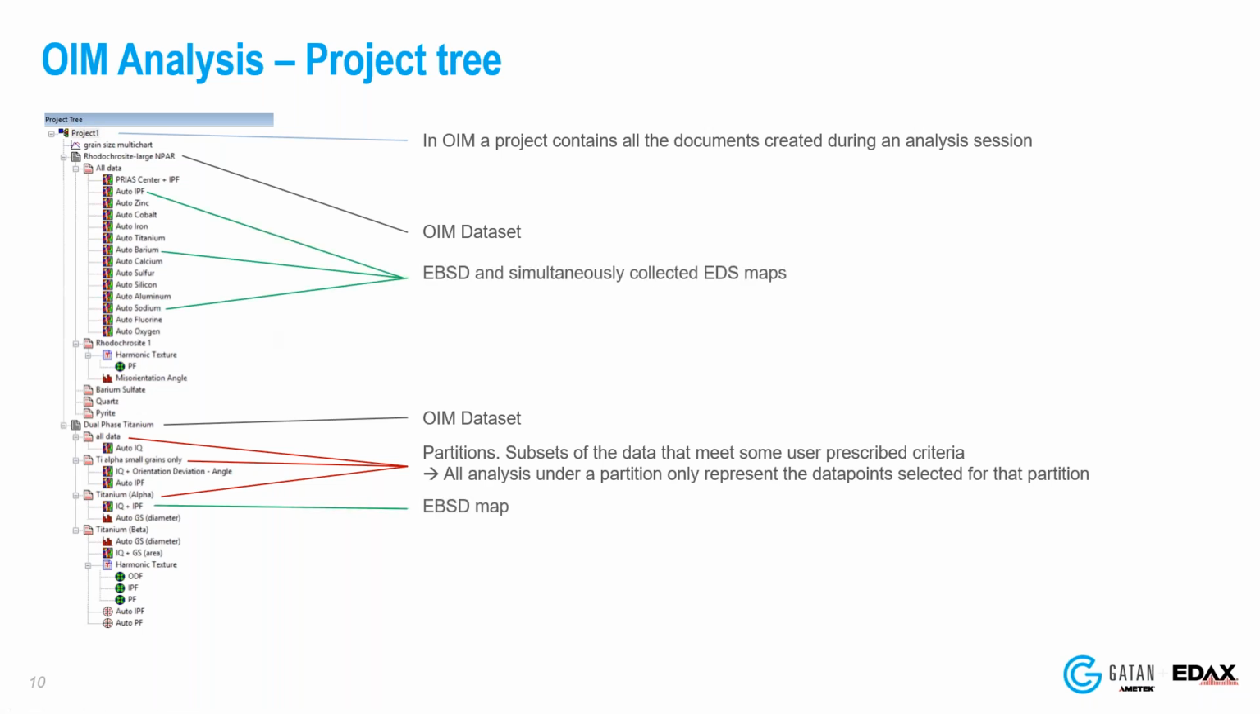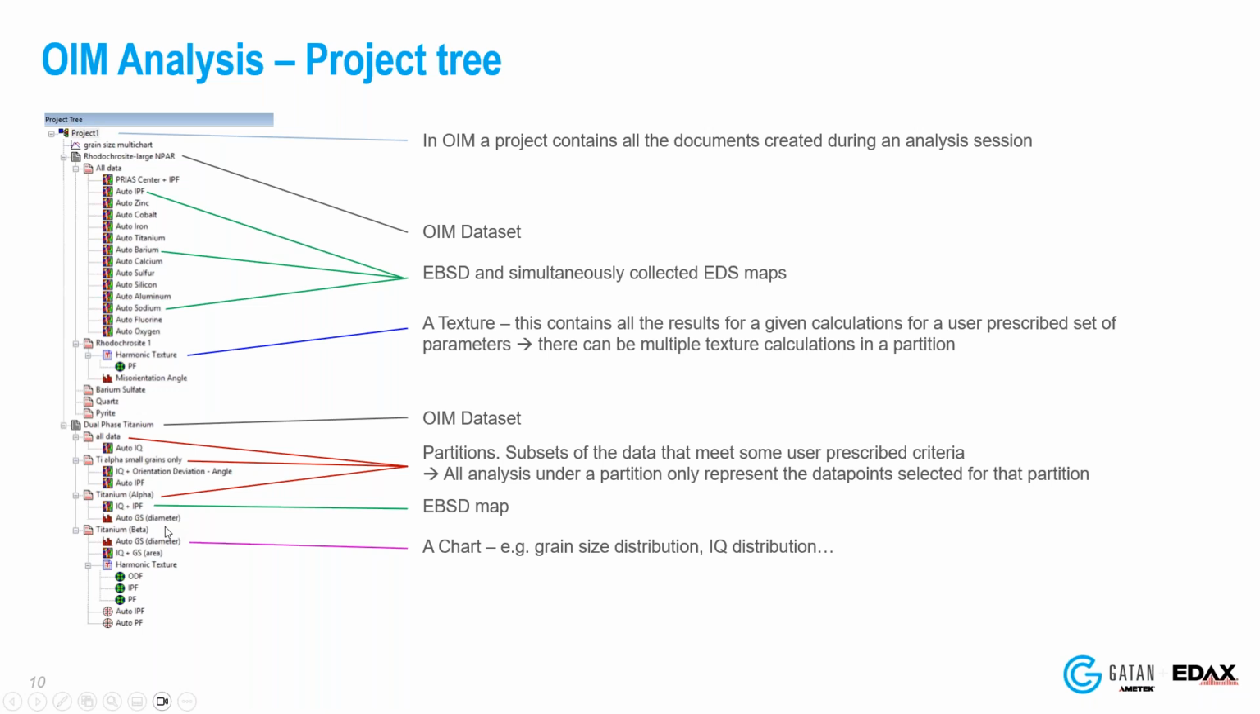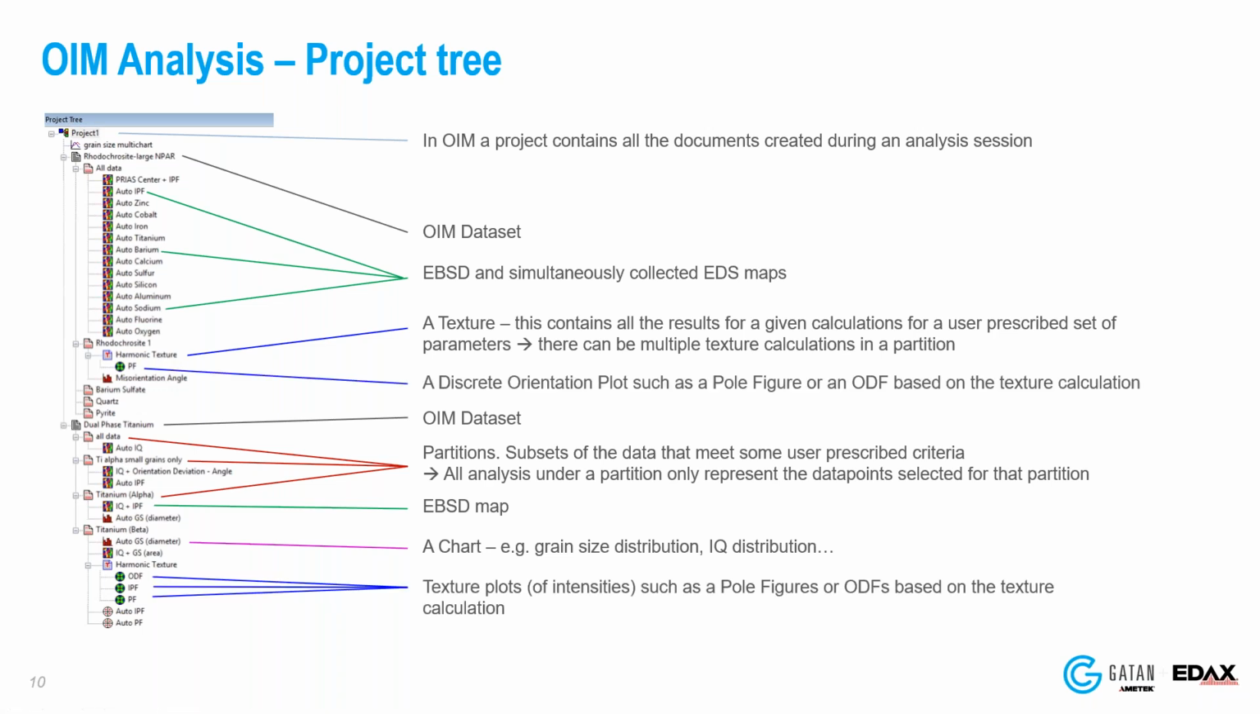Then inside the partition, you can do your analysis. You can make maps, you can make charts, you can make texture calculations. Inside a partition, you can have multiple with different definitions if you want to. And inside a texture, you have your texture displays, the texture plots, ODFs, pole figures, etc. I'm going too fast. So what is important to realize is that when you make an analysis inside a partition, the maps or textures or plots will only use the data that you allow in that partition, in that subset.